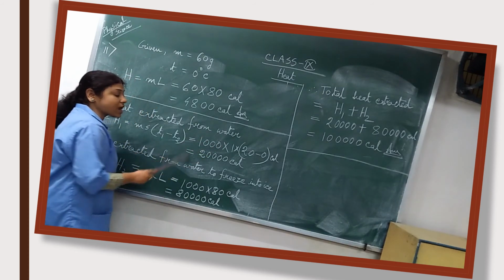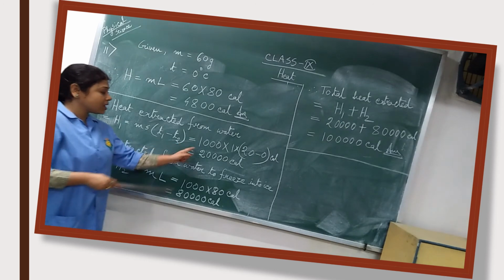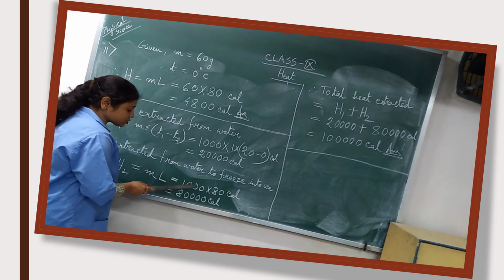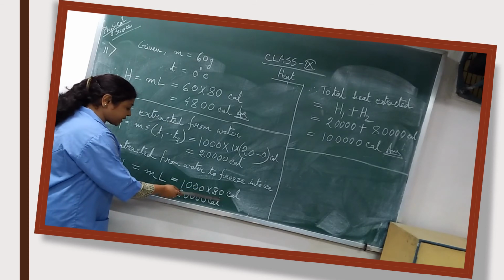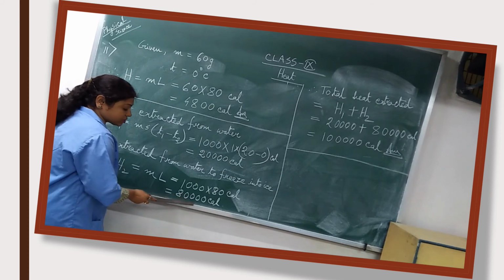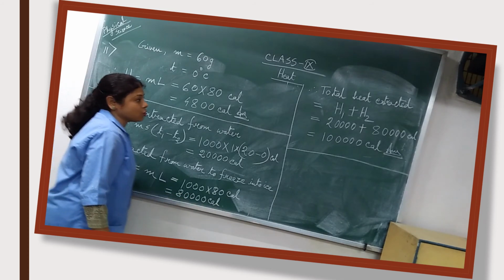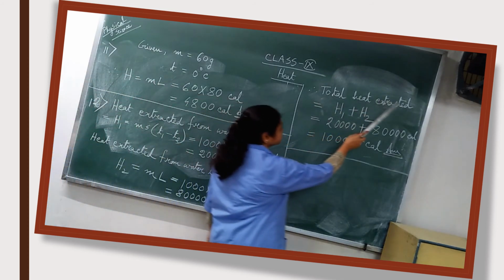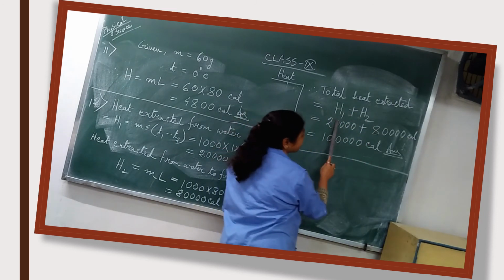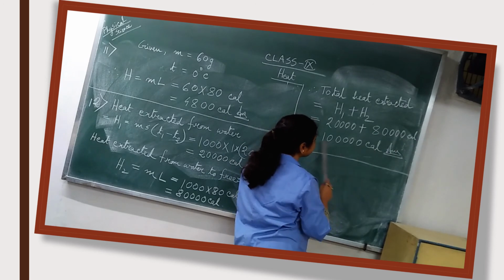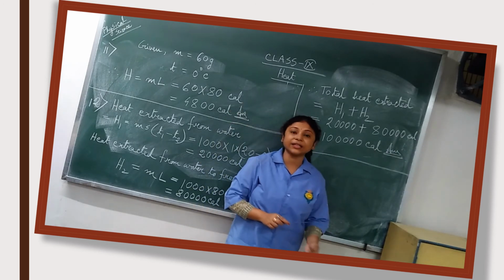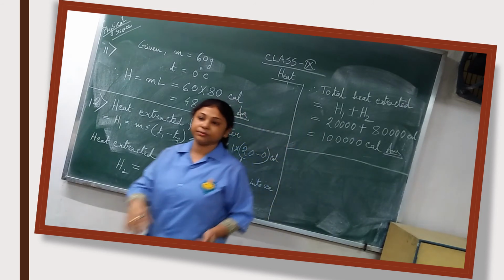This into gram. Okay, from 1 kg is equal to 1000 gram. So M is 1000 into 80, that is latent heat, calorie. So ultimately it's coming 80000 calorie. This is H2. So therefore total heat extracted is equal to H1 plus H2, that is 20,000 plus 80,000 calorie. That is actually 1 lakh calorie. 1 lakh calorie, and this is the answer of this question.